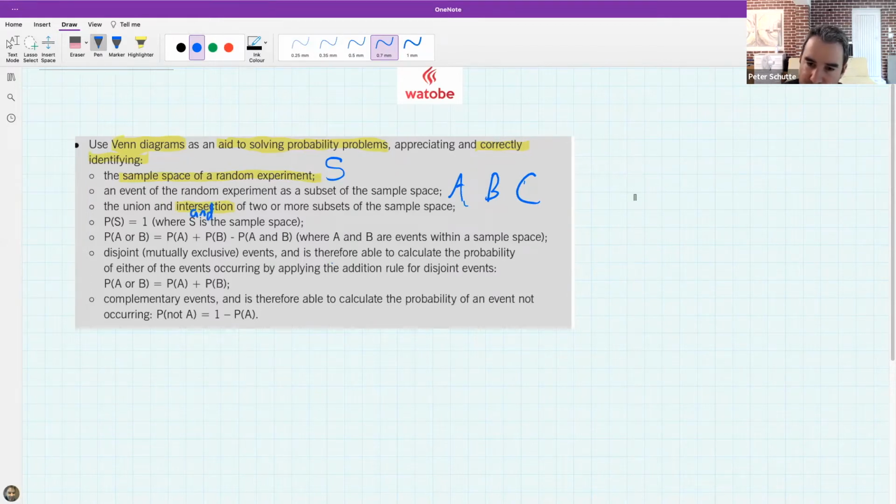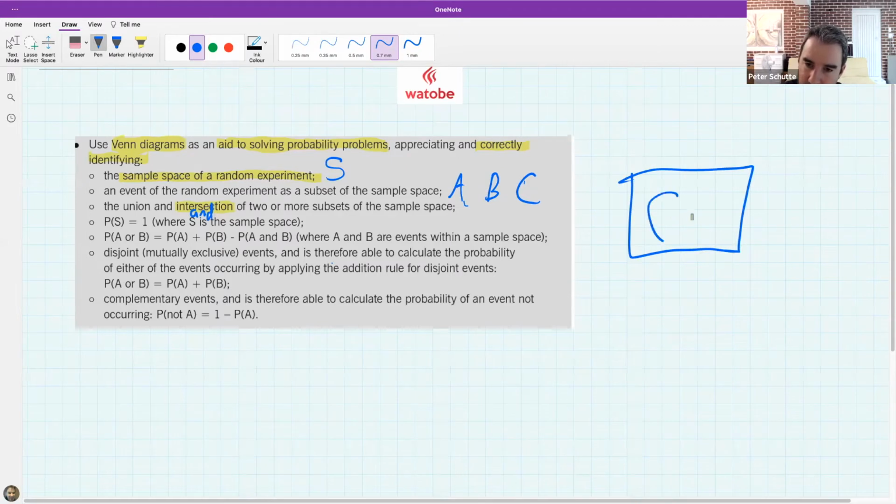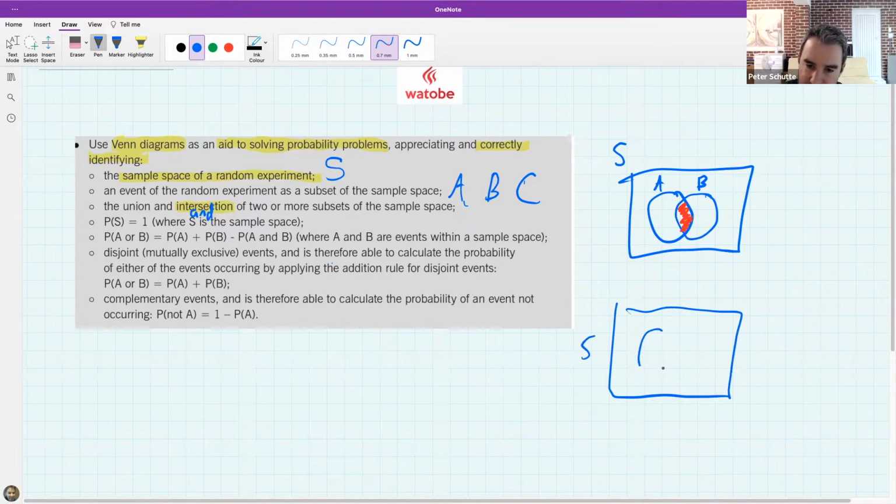The way that would look on a Venn diagram is if this whole thing was the sample space and this was A and B, then if something happened that was in A and B, it would be this area here. And we call that the intersection of the two sets. Whereas the union of two sets is basically everything within those two sets, and that is related to the word or. So that's the or, and this is the and.